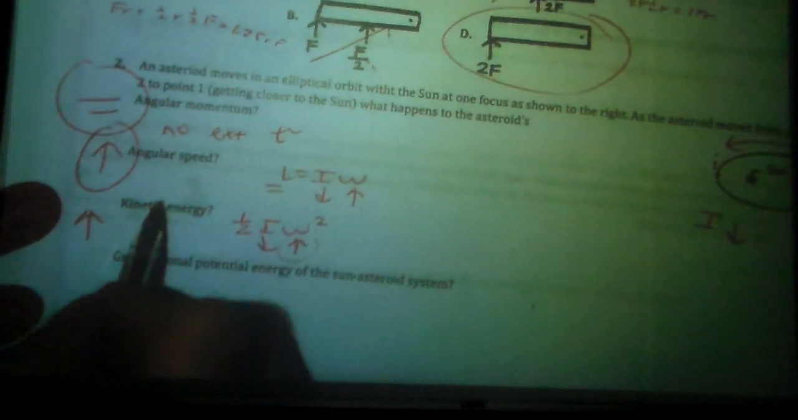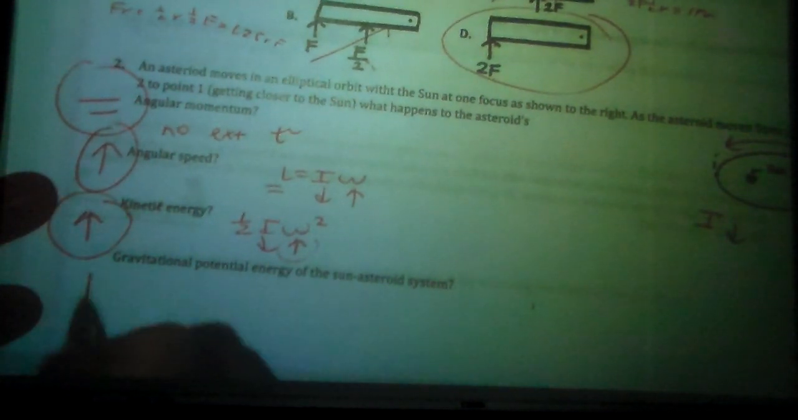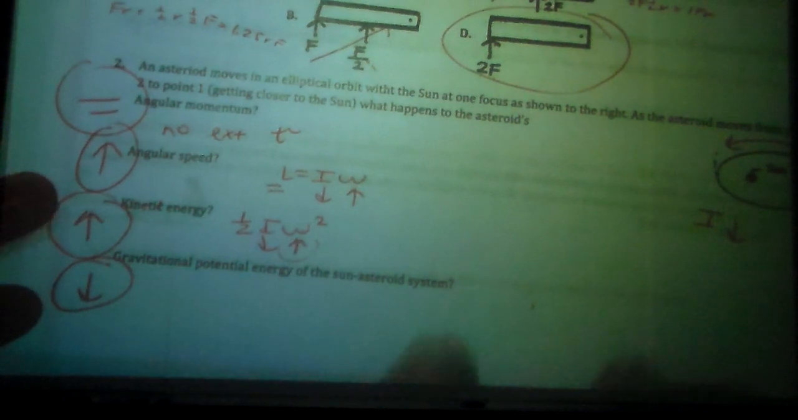And if you're increasing kinetic energy, that had to come from somewhere, and that means you must have lost gravitational potential energy.